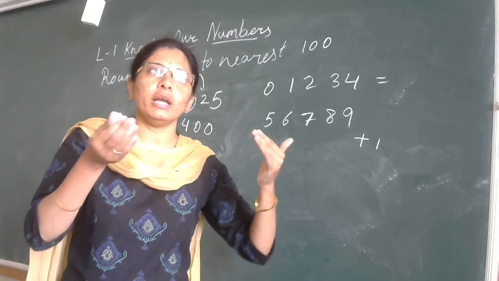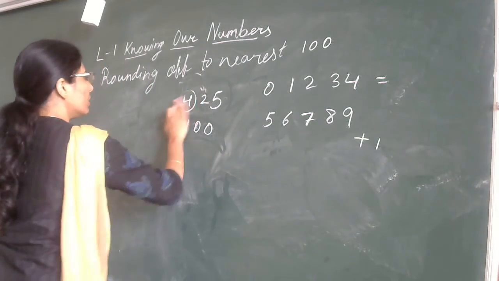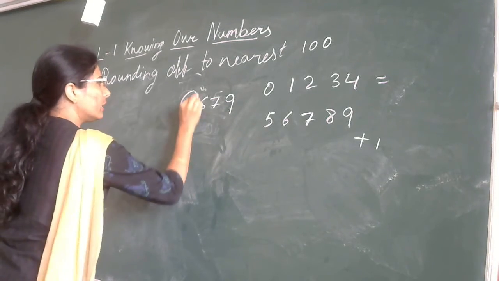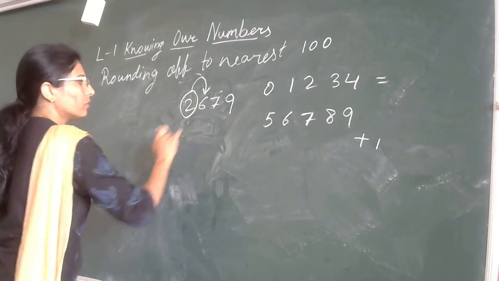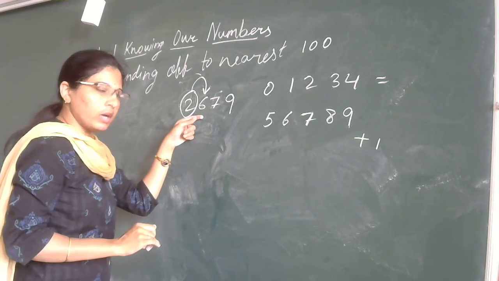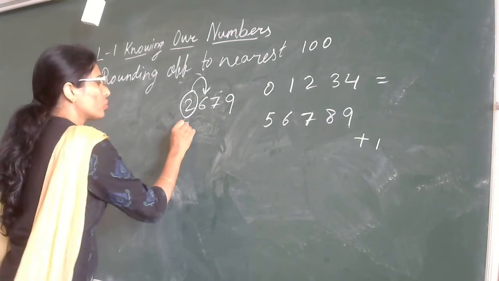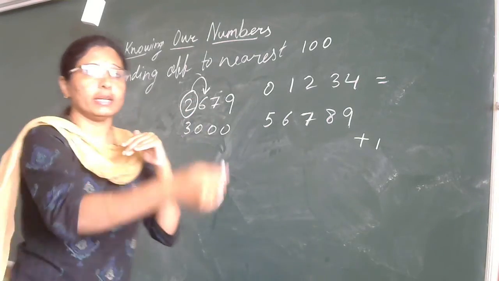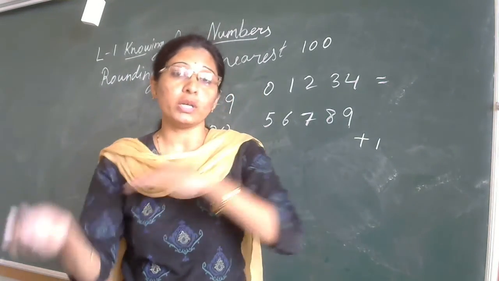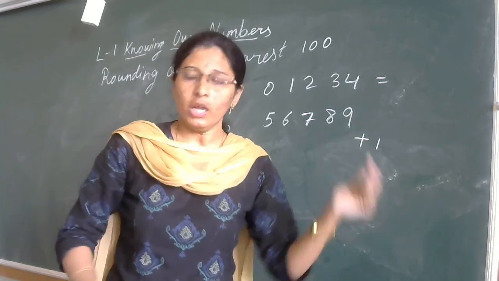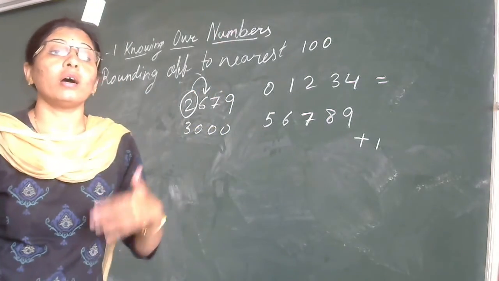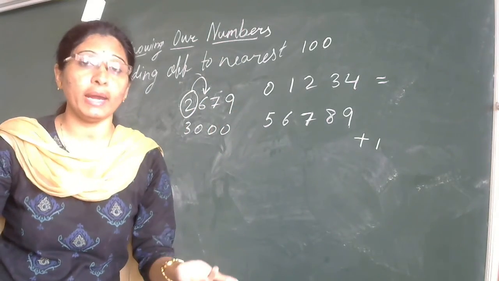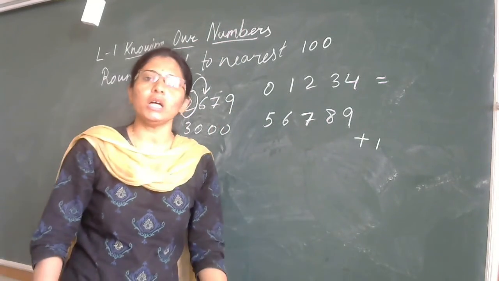Similarly for 1000, we circle the thousands place and look at the hundreds place number. If it is greater, we add 1, so it is nearer to 3000. If it is smaller, it is nearer to 2000. So 2000 to 3000. Like that we have to round off the numbers. By using this rounding off, we will estimate the numbers, which we will see in our next class.